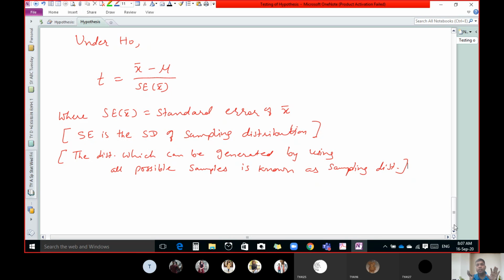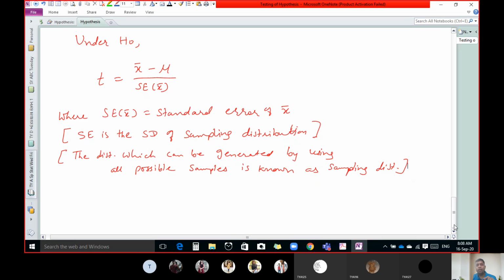So how many possibilities are there? The answer is 10C3. If you calculate the value of 10C3, you will get 120. So 120 samples are possible. Write all those 120 samples, each sample having 3 units.